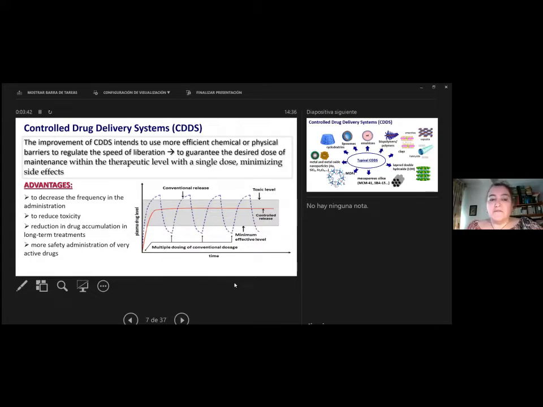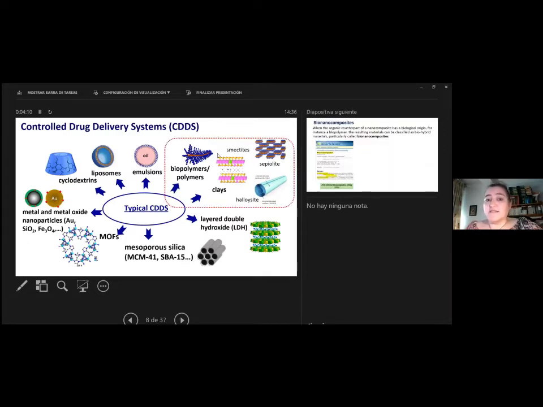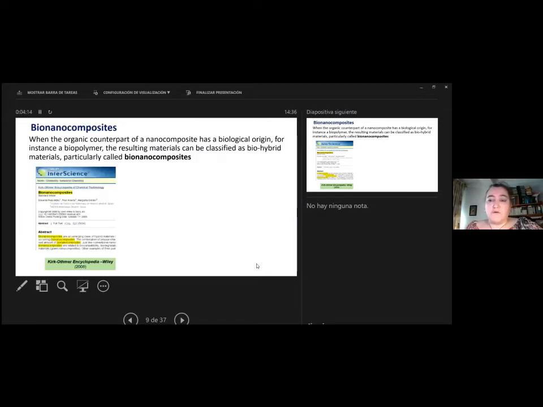What kind of particles are typically used in this application? There are different types from biological origin, like liposomes or cyclodextrins, but there are also inorganic systems like metal nanoparticles or metal oxide nanoparticles, more complex systems like MOFs or silica, mesoporous silica. But especially we are focusing on the use of clays and biopolymers, not alone but combined. Those are the samples I will talk about today, and that leads us to the use of bionanocomposites.